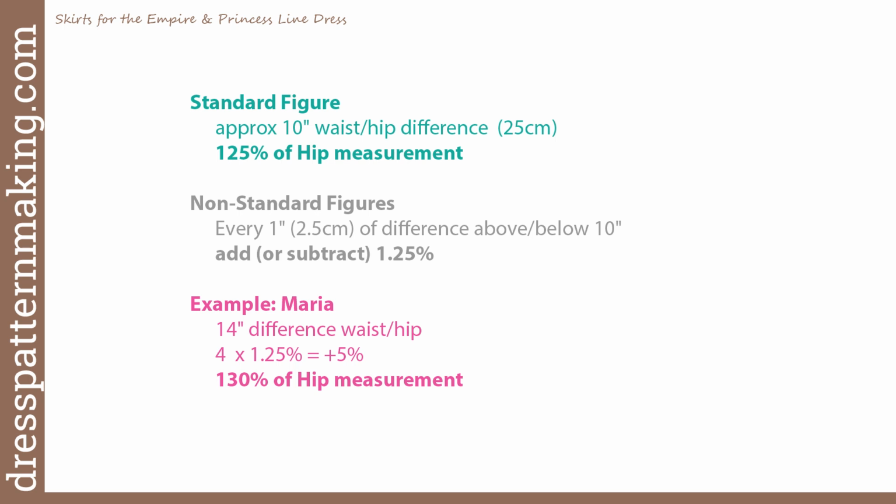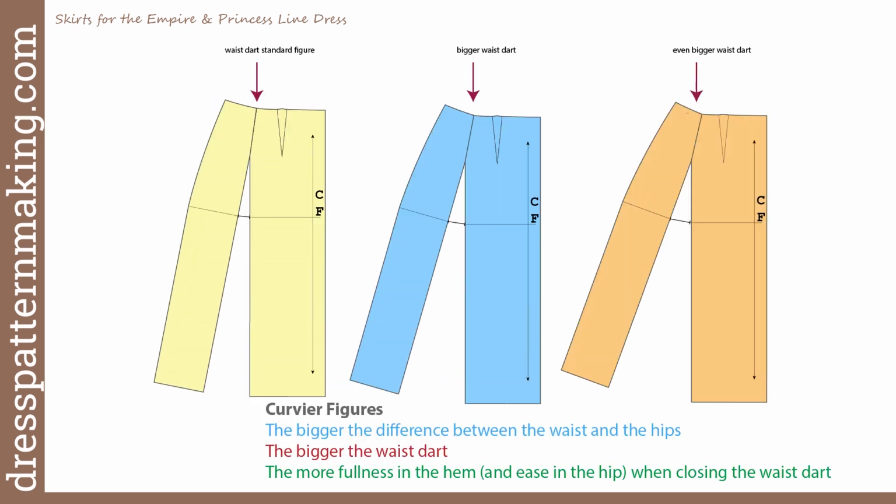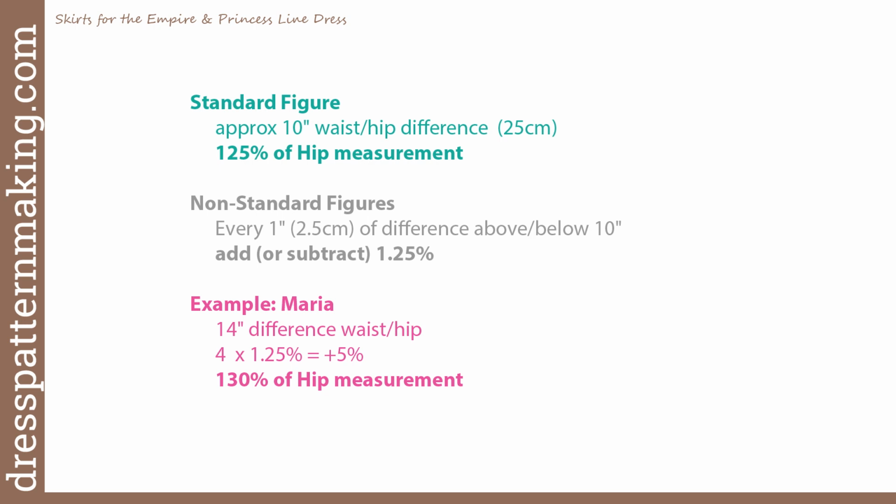So for example, mine, the difference between my hip and waist is 14 inches. That's 4 inches more than the standard figure. 4 times 1.25% is 5%. So I will use 130% of my hip measurement rather than 125%.